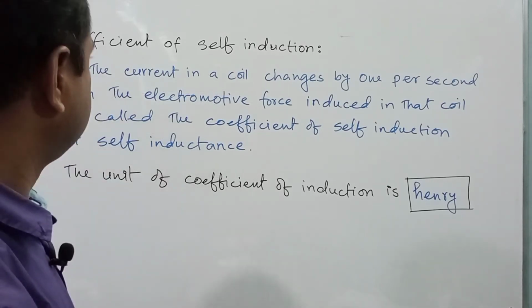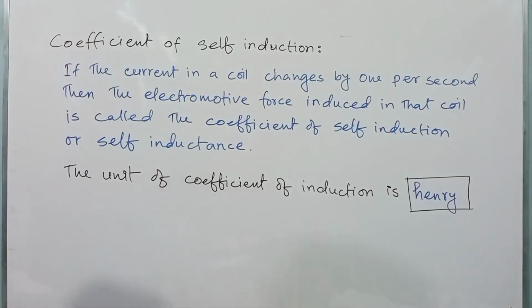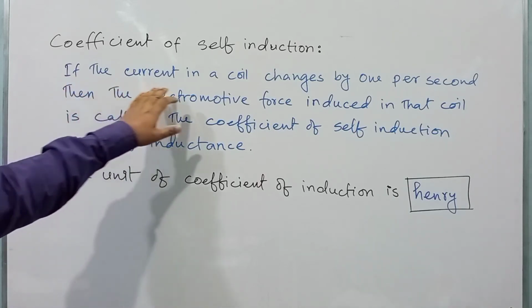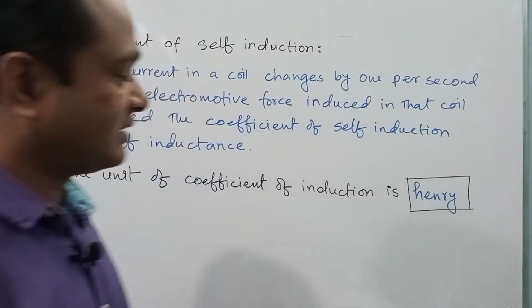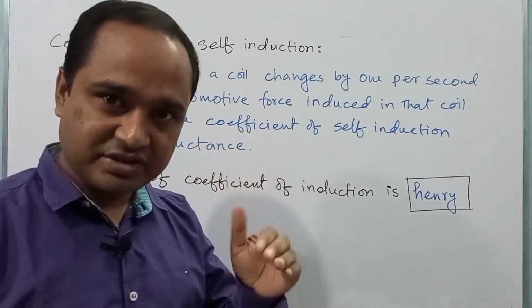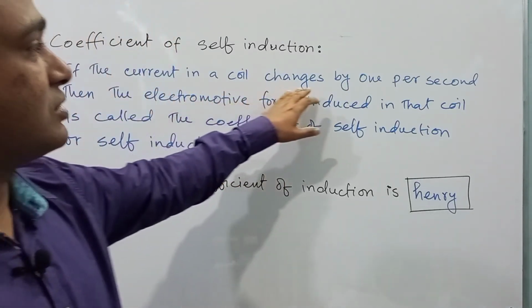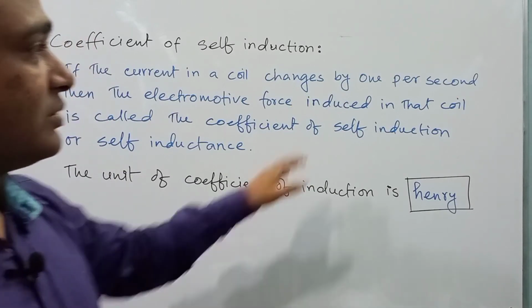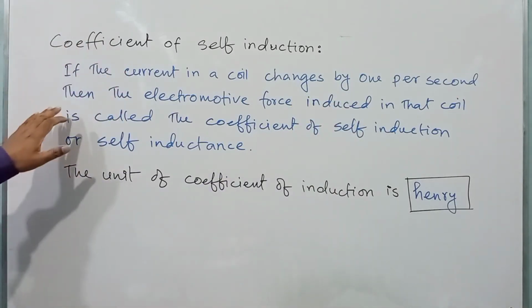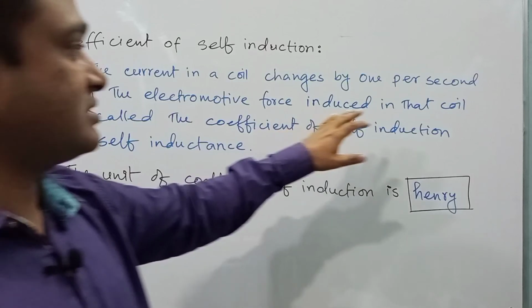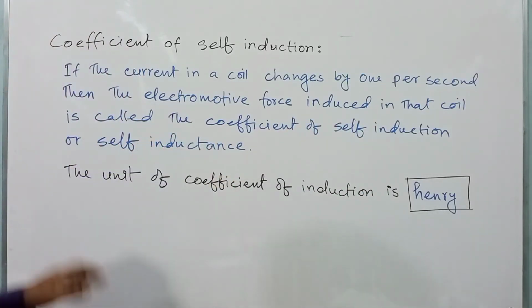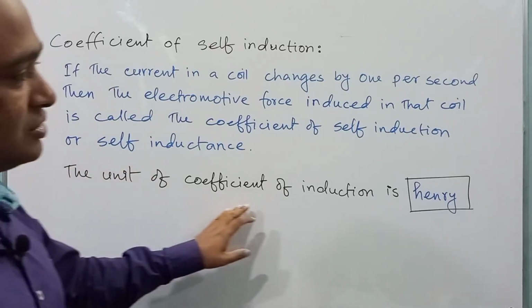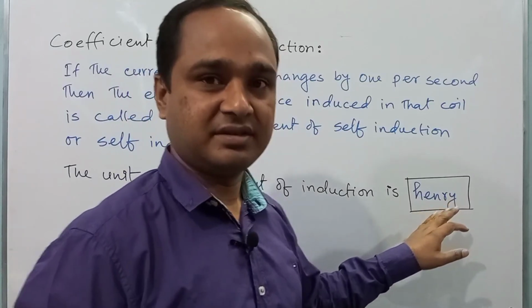Okay. In the definition of coefficient of self-induction, they stated that if the current in a coil changes by 1 per second, that is di by dt will be 1, that is the change of current by 1 in 1 second, then the electromotive force induced in that coil is called the coefficient of self-induction or self-inductance. The unit of coefficient of induction is Henry, right.